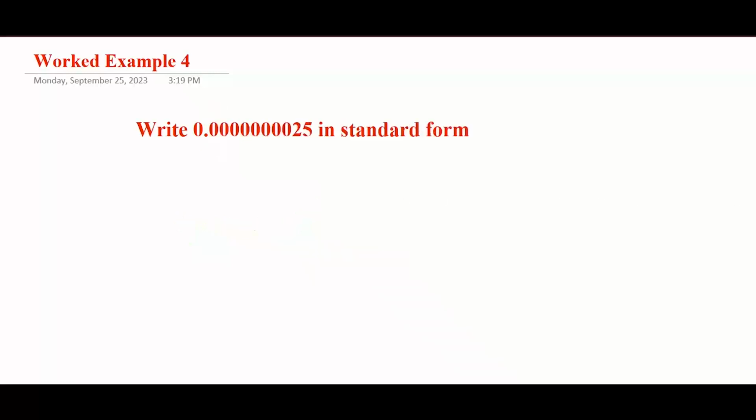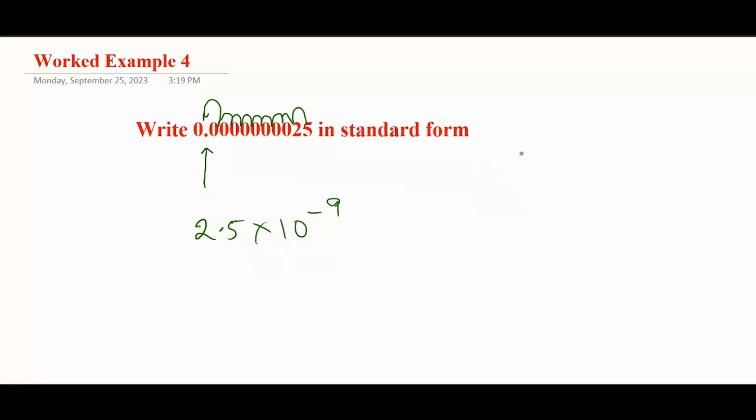Let's look into the last example. Write this number in standard form. So we already have the decimal point here. That means we will count towards this direction. It will be backward. So the standard form number will be 2.5. So let's start from 2.5 here. 1, 2, 3, 4, 5, 6, 7, 8, and 9. So it will be 2.5 times 10 to the power of -9.